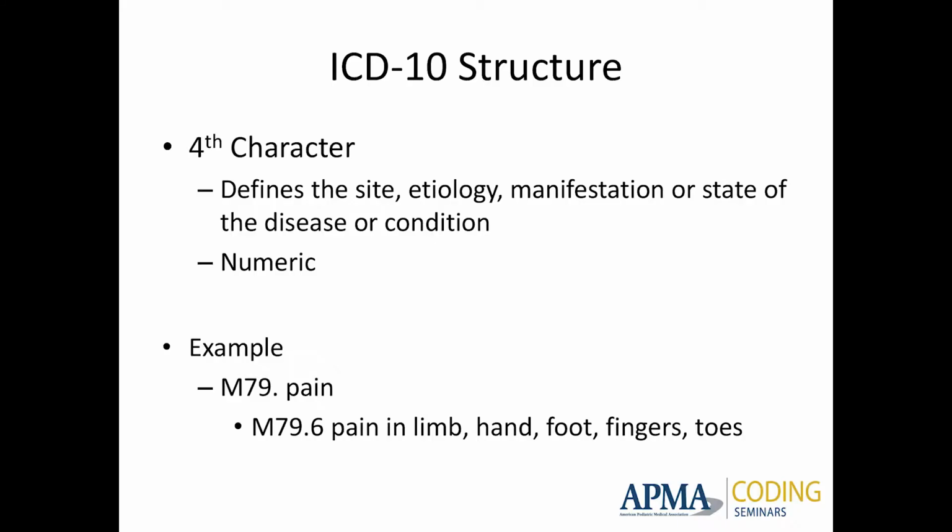We have to go to the 4th character. It defines the site, etiology, manifestation, or state of the disease or condition. It's always numeric. So the 4th character, M79.6: we've said we've got pain in a limb, hand, foot, fingers, or toes. So we've eliminated the head and the central part of the body.